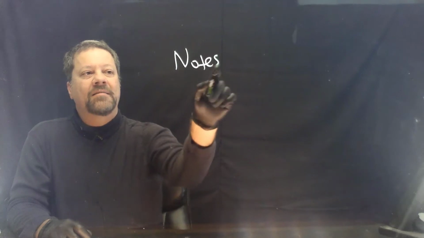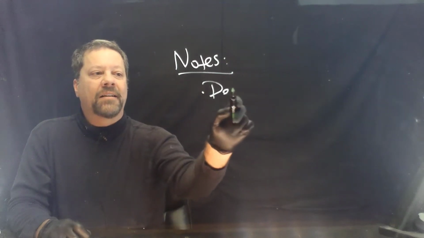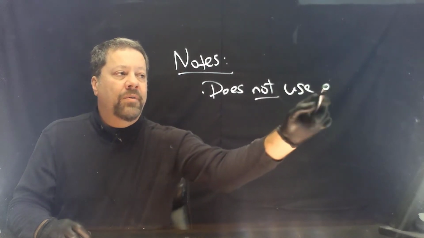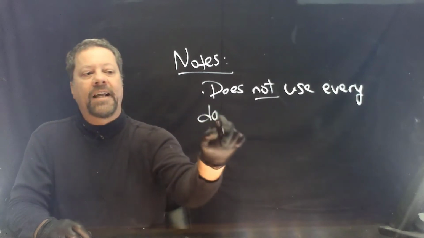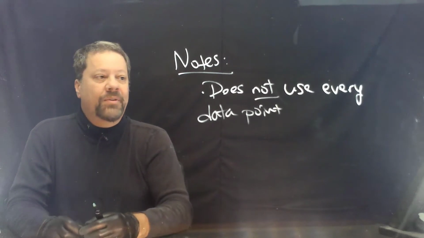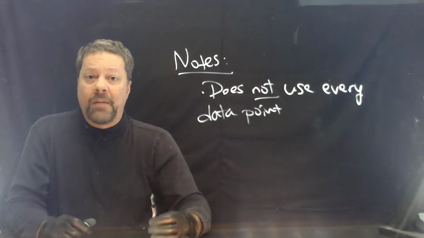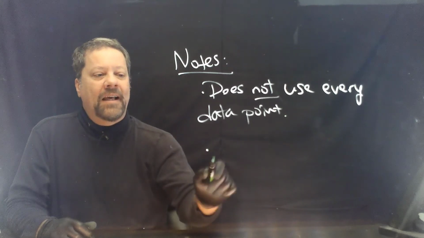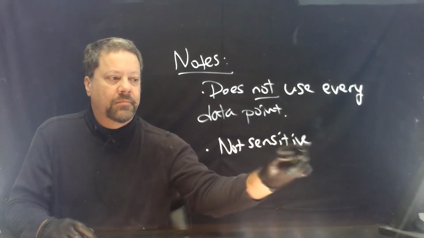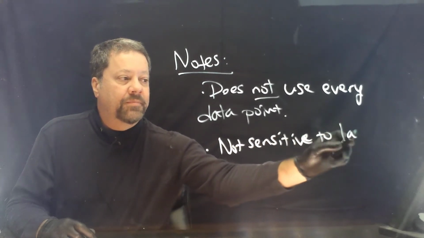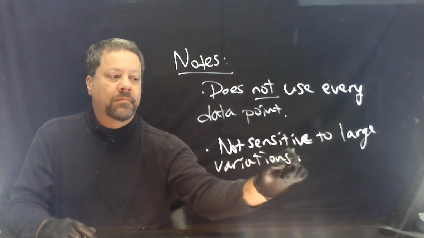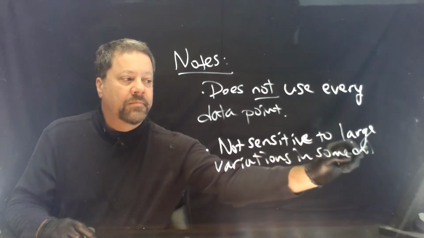Notes on the median: it does not use every data point. It only uses either the middle data point or the middle 2, depending upon whether the number of data points is odd or even. And it is not sensitive to large variations in some data points.